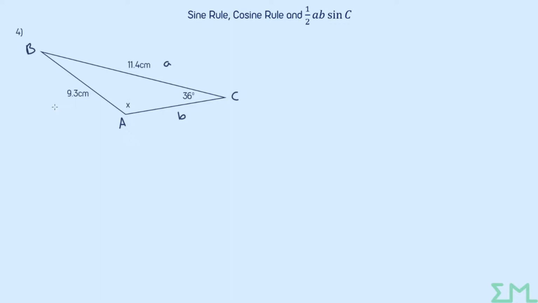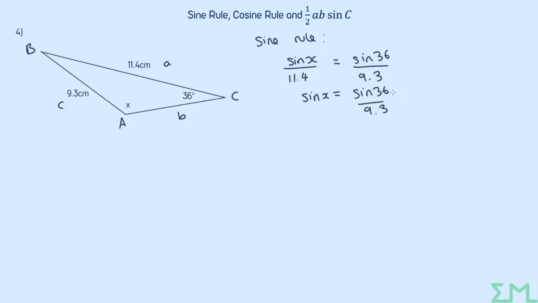A, B, C. And I have 2 angles, including what I want, and 2 sides, so it is the sine rule. And we're going to see something interesting happen in this question. Okay, so if I was to just put this straight into the formula, I would get sine x, so I'm putting my sine on top because it's the angle that I'm after, over the opposite side, 11.4, equals sine of 36 over its opposite side, which is 9.3.